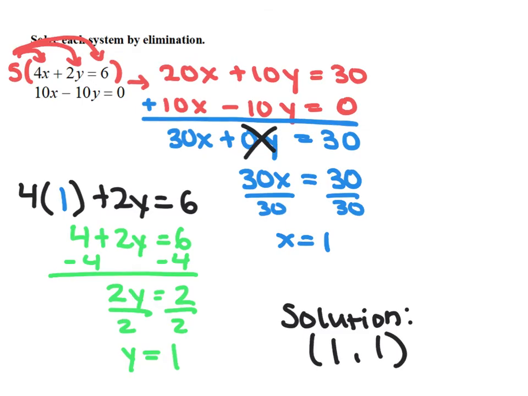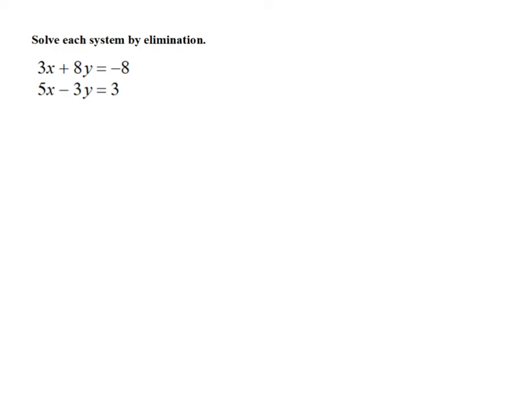In our next example, we have the two equations 3x plus 8y equals negative 8 and 5x minus 3y equals 3. Now, we are going to have to multiply both equations. So you could choose to either solve for the x or the y. In this example, I'm going to choose to solve for the x.